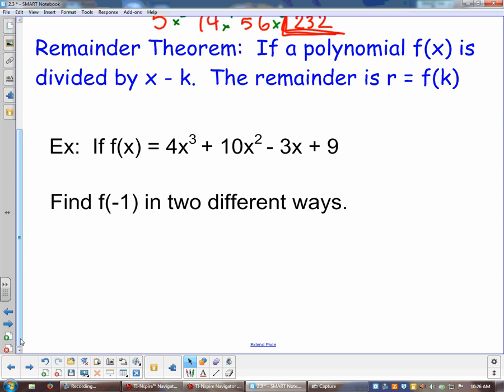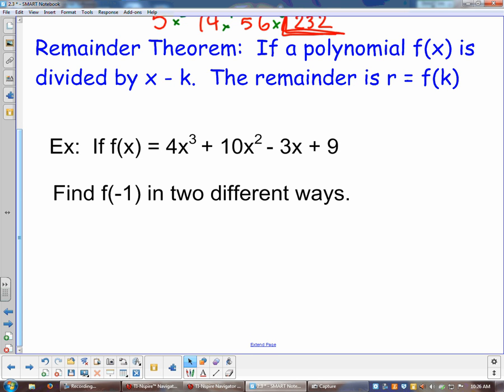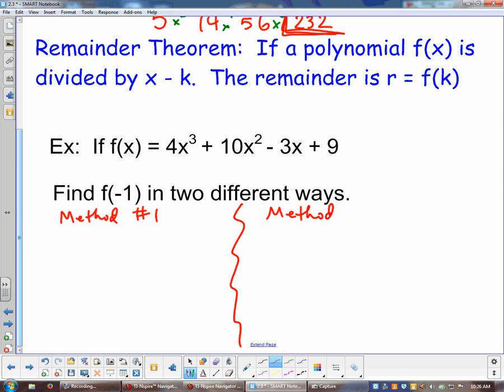So, example, let's say f of x is equal to 4x cubed plus 10x squared minus 3x plus 9. And I'm asking you to find f of -1 in 2 different ways. I'll say here is method number 1, and over here we'll do method number 2. Method number 1 I would refer to as direct substitution. That's what you're used to doing. If I want to find f of -1, that means I got to plug in -1 wherever I see an x. You know what I'm talking about?